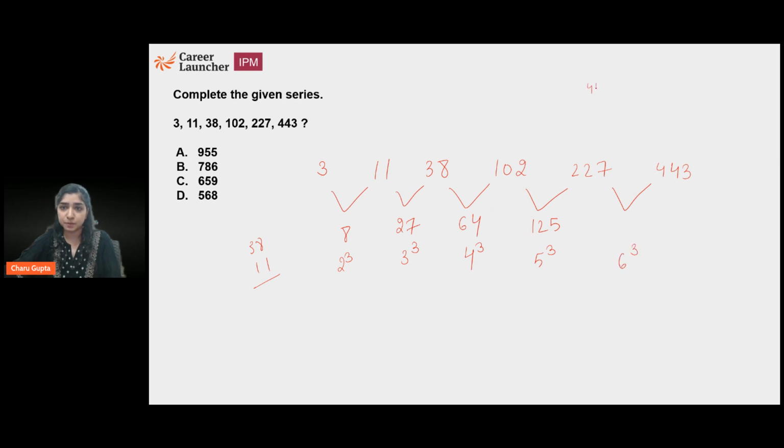Let's check out. 443 minus 227. It's 216. This is 6 cube. So next number, very simple, 7 cube, 343. So 443 add 343, it's 786.